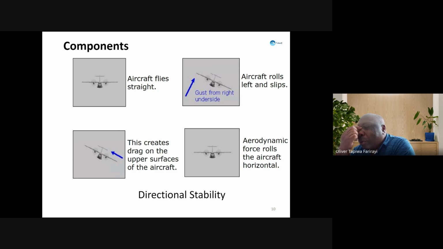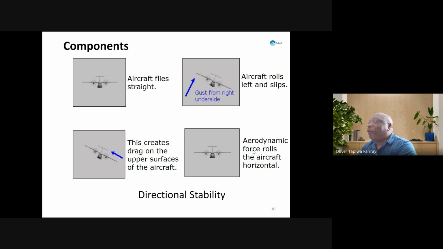Let's go back to motor vehicles. If you are turning, especially at high speed, the vehicle is turning, but it is also sliding. If it slides out, that's a slip. If it slides in, that's a slip. So the aircraft here is turning left, but it's also sliding. So as it does that, this creates drag now on the upper surface of the aircraft.